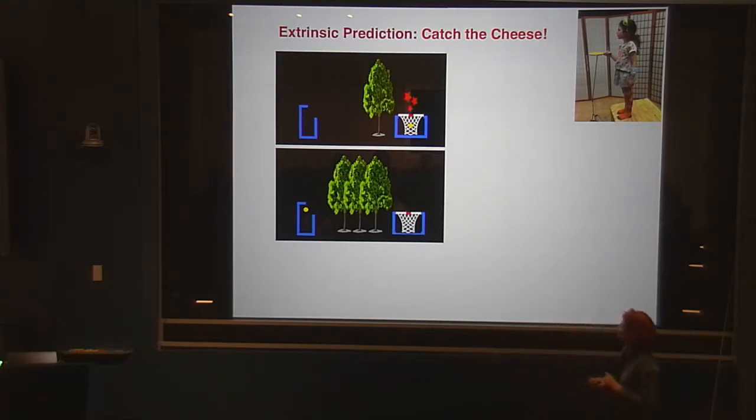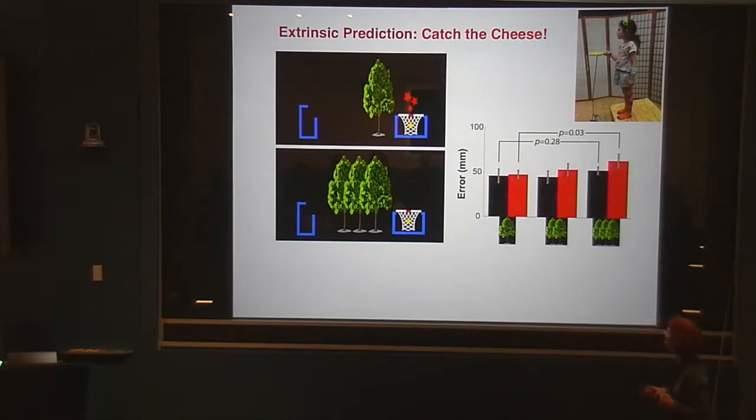Experimental manipulation: we enhance the predictive challenge by adding 1, 2, or 3 trees. 3 trees is the most difficult to predict because the occlusion is relatively large. So here are the data. For 1 tree, neurotypical and ASD perform equally well. For 2, there is a difference starting, and for 3, where the predictive challenge is very high, the difference starts to emerge and becomes statistically significant.